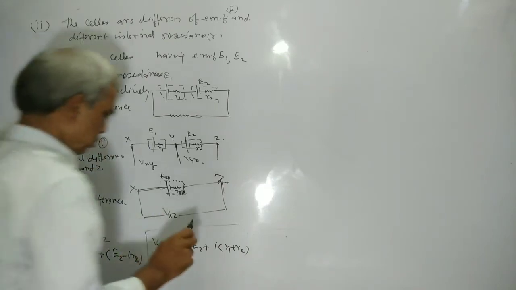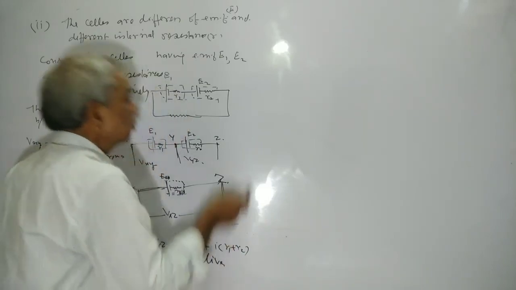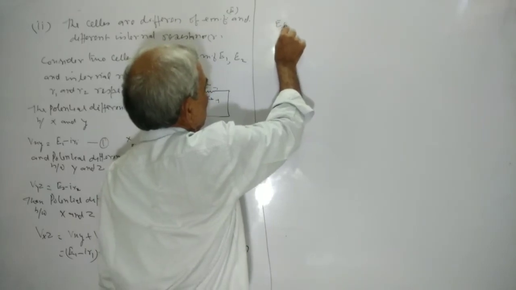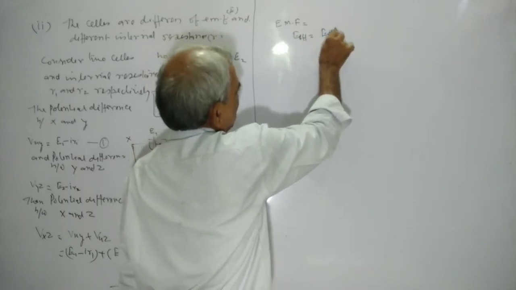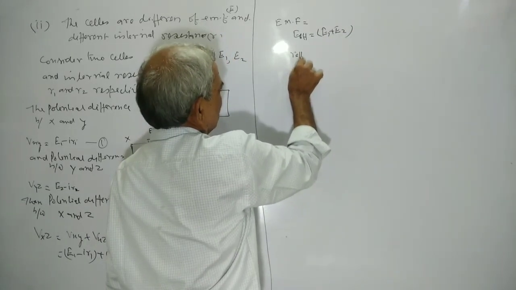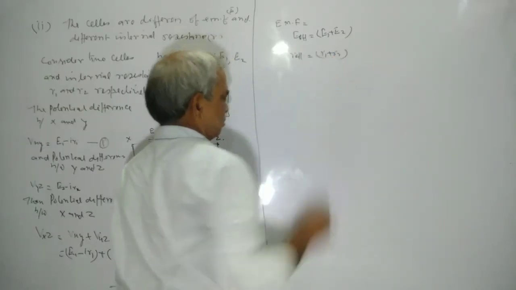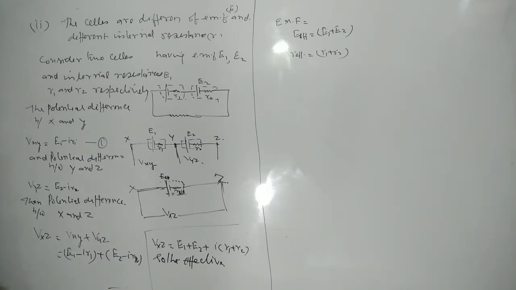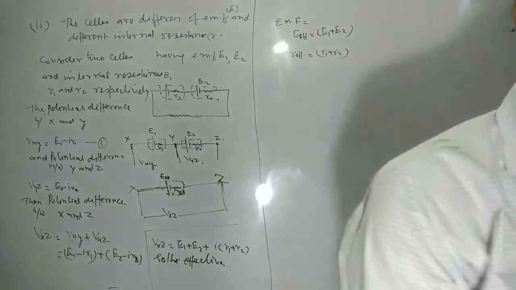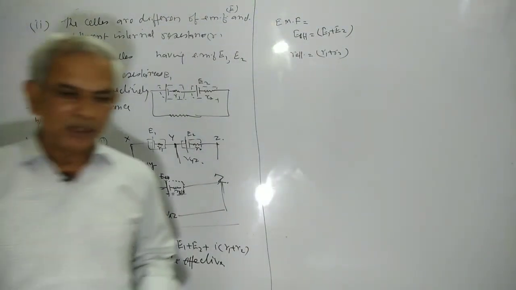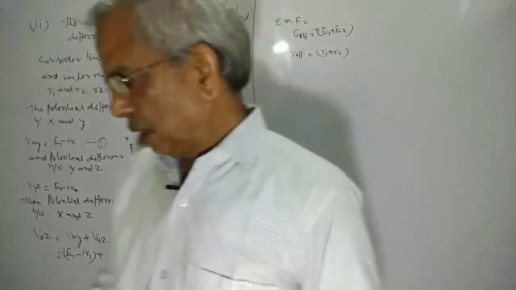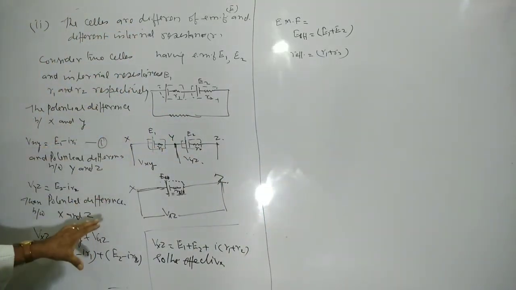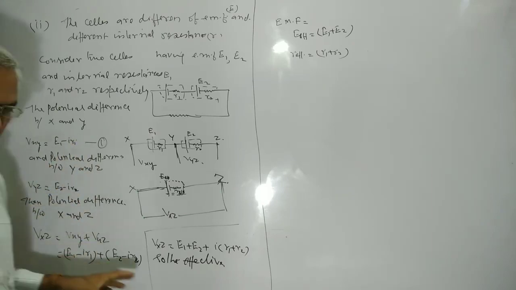So the effective EMF, or E effective, is equal to E1 plus E2, or r effective is equal to r1 plus r2. This is all about the individual circuits of the cells. And now we shall discuss the next one, that our series combination of the cells completes here. Now we finish.